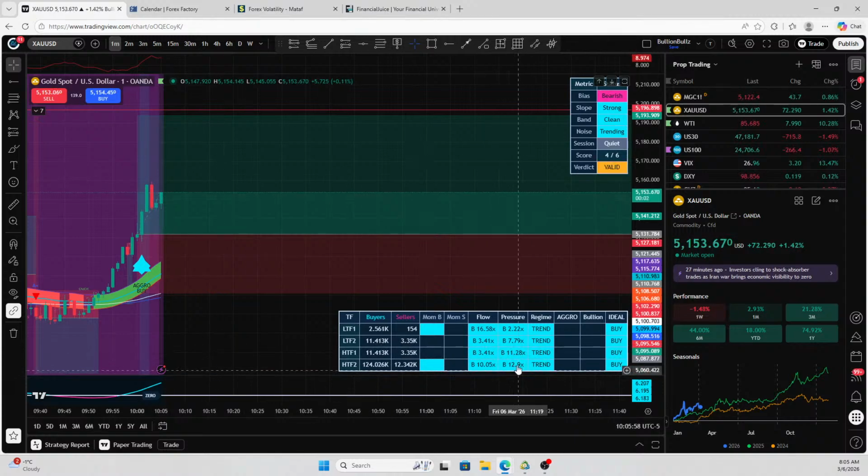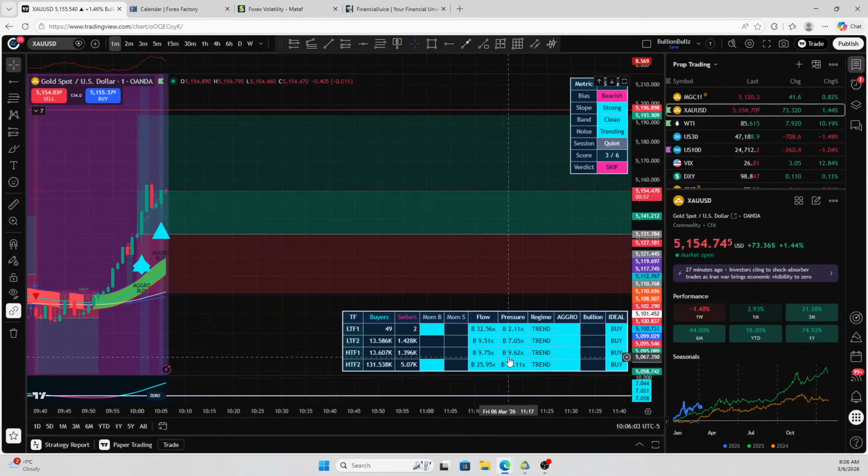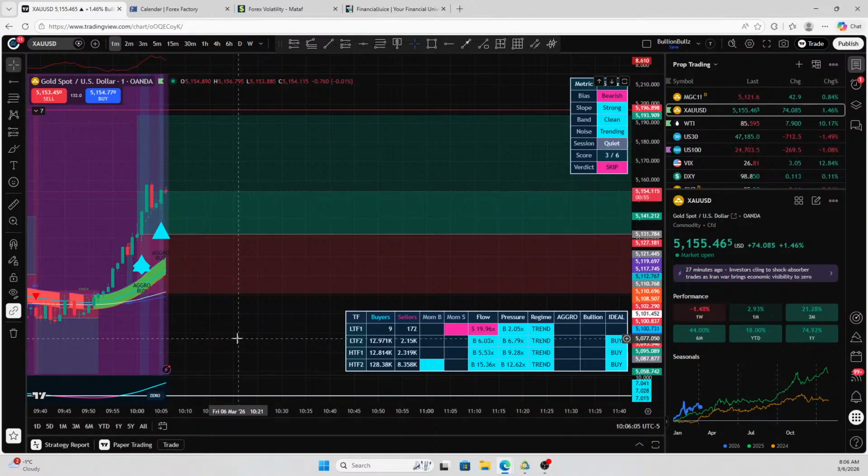If the pressure keeps building up, we know the price is going to keep pushing up. Yep, pressure is pushing up. So let's keep going.